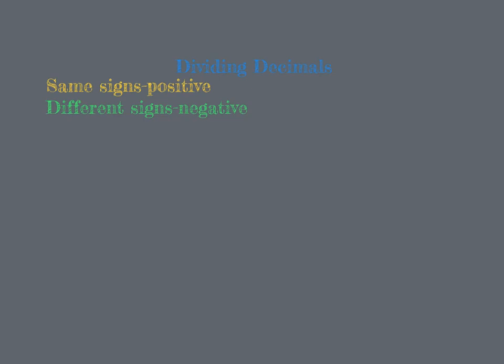Hey guys, so today we're going to focus on dividing decimals. So remember, multiplying and dividing negatives and positives have the same rules. If the signs are the same, your answer will be positive. If the signs are different, your answer will be negative. Let's go ahead and just start on our first example.